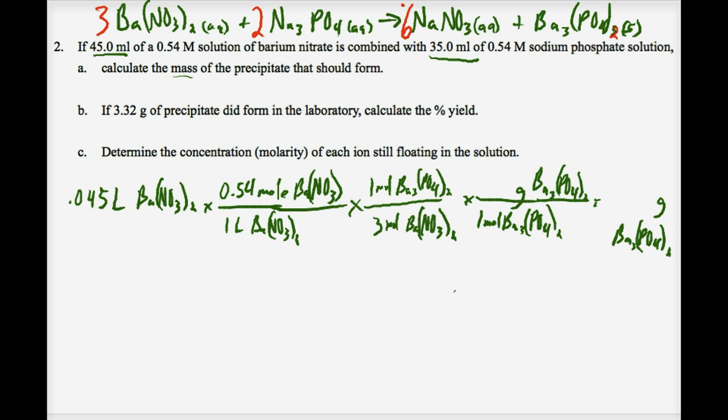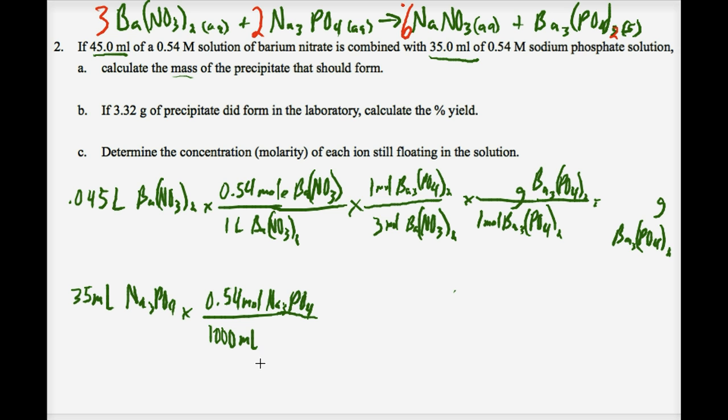Looks like that. Like I said, I'll do the other one concurrently, so I'm going to do this one a little different. I'm going to start with the 35 mLs of Na3PO4, and a little bit of a twist here. I'm going to say 0.54 molar of Na3PO4, and I'm going to say 1,000 milliliters on the bottom. All right.